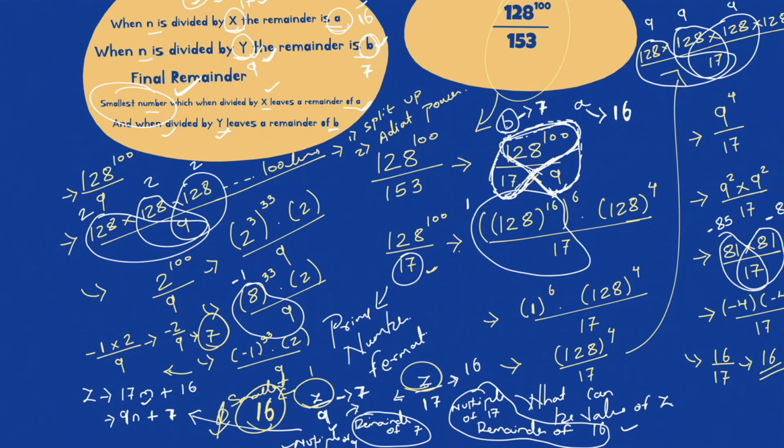If you divide 16 by 17, the remainder is 16. If you divide 16 by 9, the remainder is 7. And that's my answer. 16 is the final answer. Put m as 0, you will get 16. Put n as 1, you will get 16. So 16 is my final answer to this Chinese remainder theorem.